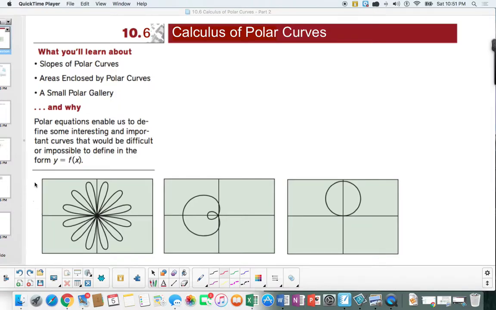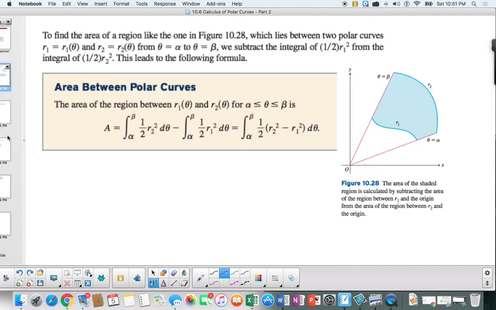Lesson 10.6, Calculus of Polar Curves. In this lesson, we're going to take a more in-depth look at areas, in particular area between polar curves. We're going to find the area of the shaded region of one polar curve, and then we're going to find the area of the region of another polar curve, and we're going to subtract them. And when we subtract them, we get the difference, which is what we're looking for, the area between the polar curves. We can condense the formula, and it looks like this.